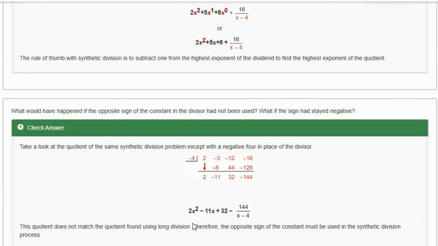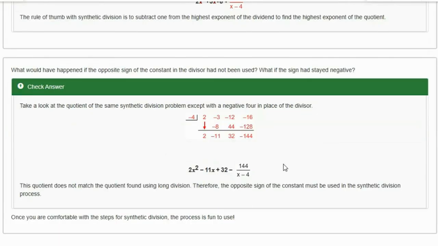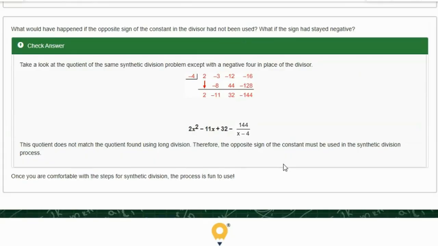See, this is 2x squared minus 11x. It's supposed to be plus 5x. You got a plus 32 instead of plus 8, and your remainder is 144 instead of 16. So once you are comfortable with the steps for synthetic division, this process is fun to use. Really is. Let's look at page 2.